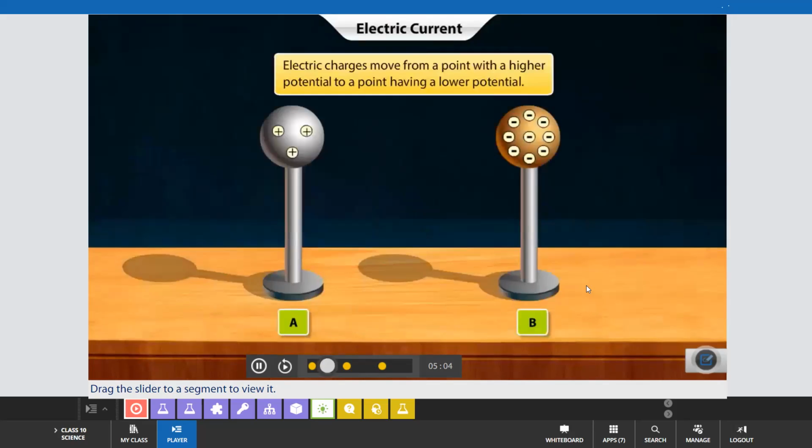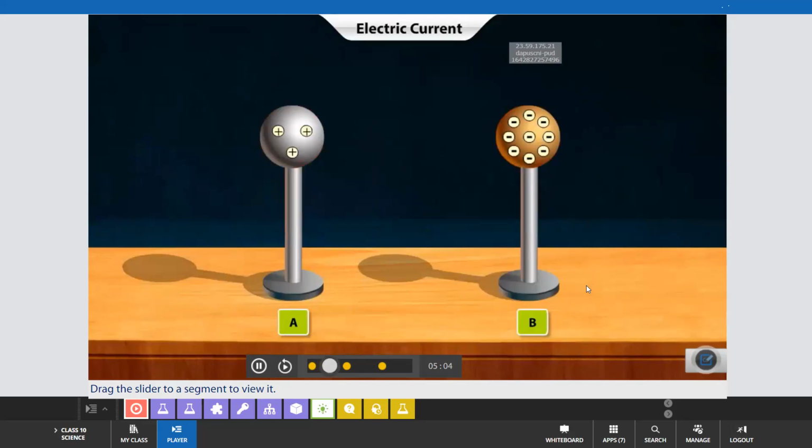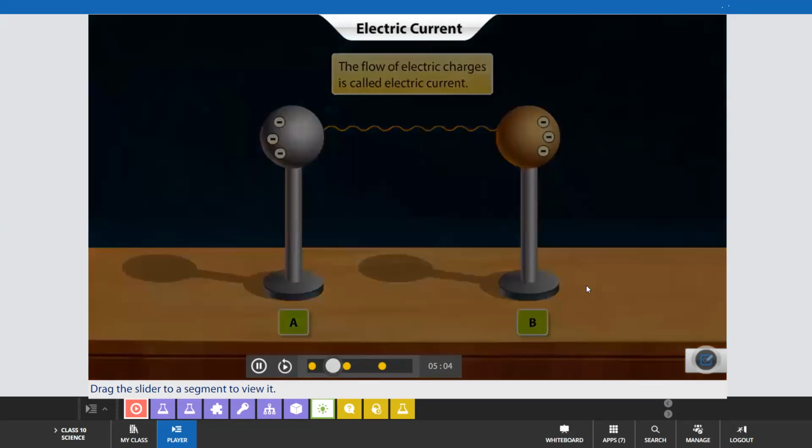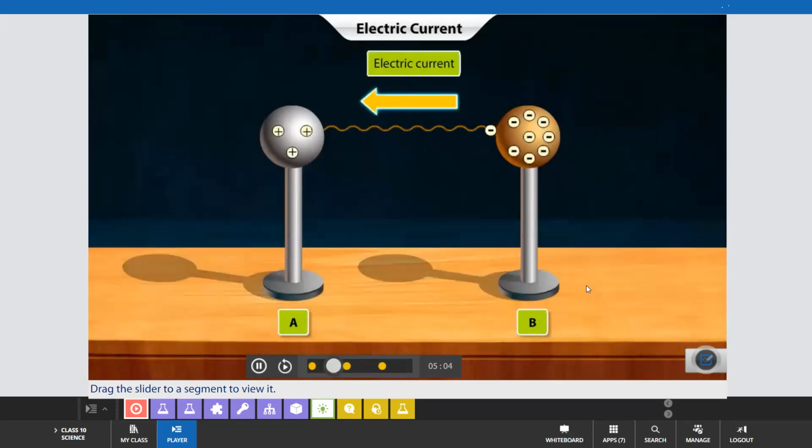Similarly, electric charges move from a point with a higher potential to a point having a lower potential. Look at the two metallic spheres. If you connect a metallic wire between them, electrons begin flowing from sphere B to sphere A. This flow of charges is called electric current. Because electrons flow from B to A, the flow of electric current should be from B to A as well, right? But it's not so.